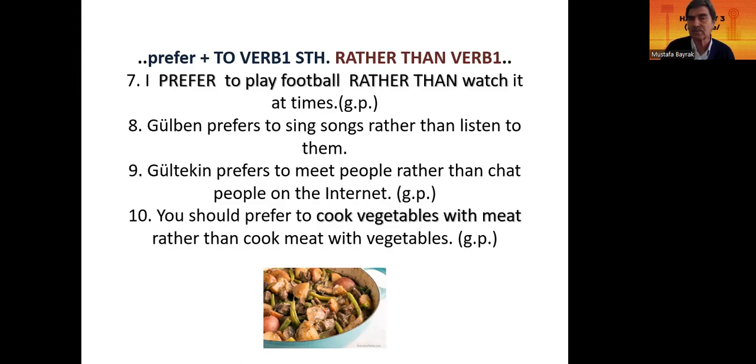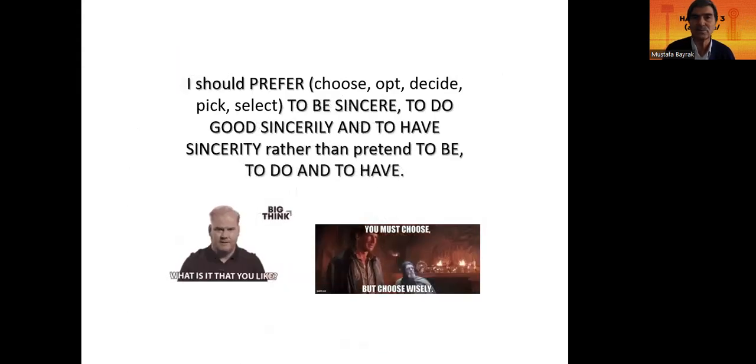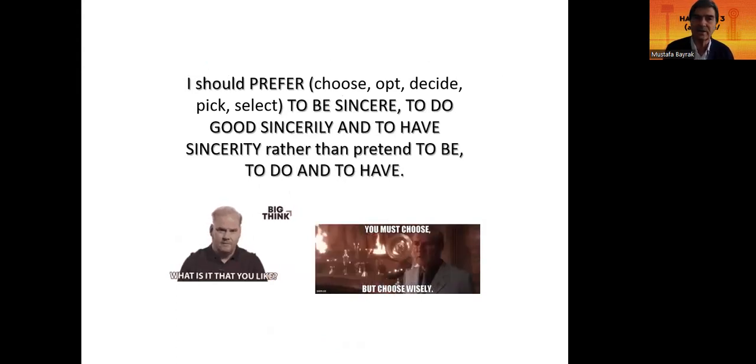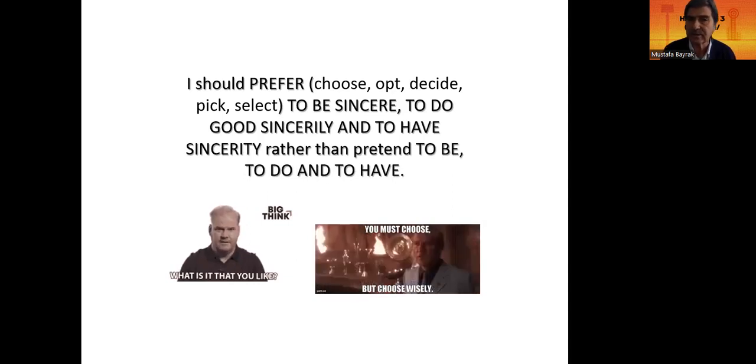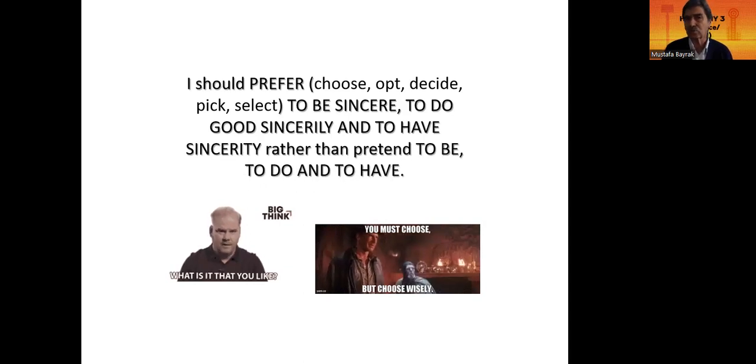Gültekin prefers to meet people rather than chat people on the internet. You should prefer to cook vegetables with meat rather than cook meat with vegetables. I should prefer, or I should choose, I should opt, I should decide, I should pick, I should select, to be sincere, to do good sincerely, and to have sincerity, rather than pretend to be, to do, and to have something.